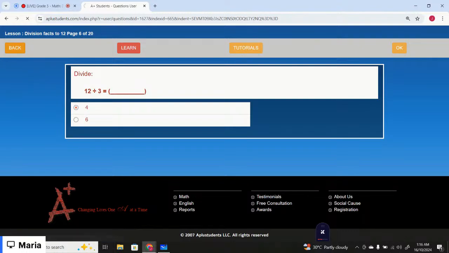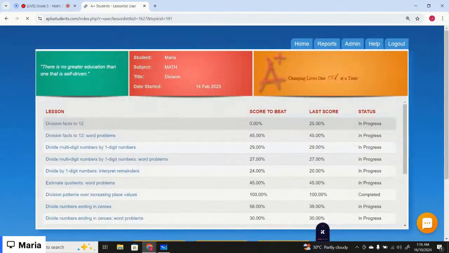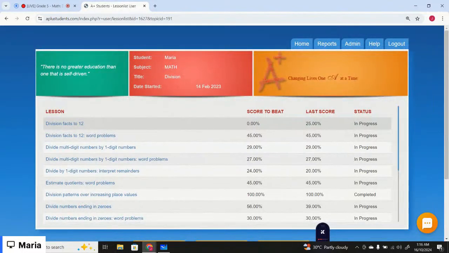Okay, you can complete the lesson by yourself later today. Let me just move on to the next lesson. Division facts to 12 word problems. Word problems you can do on your own, right?